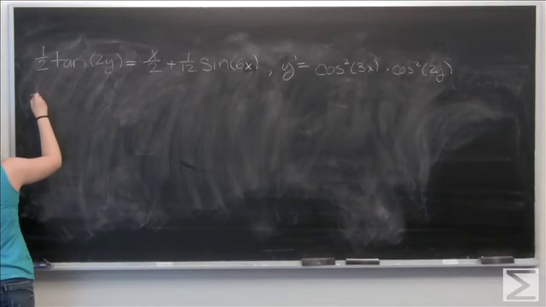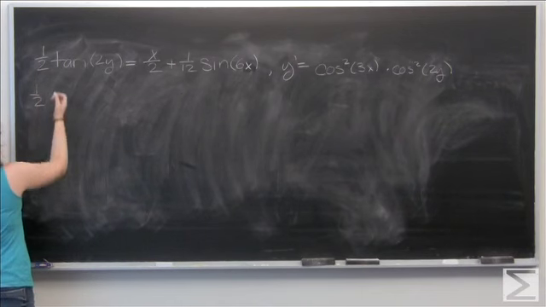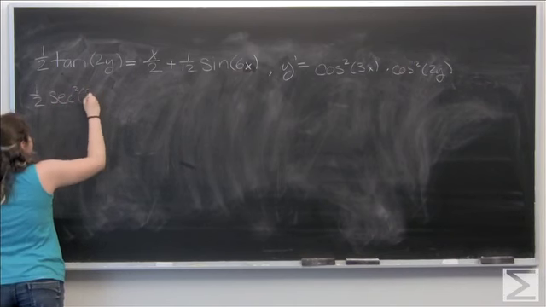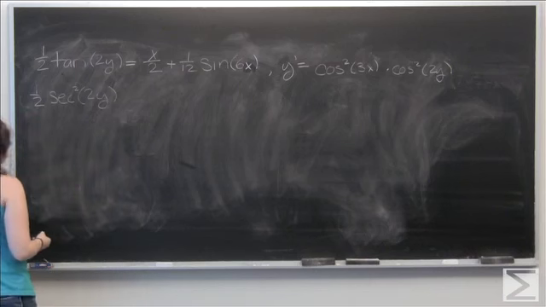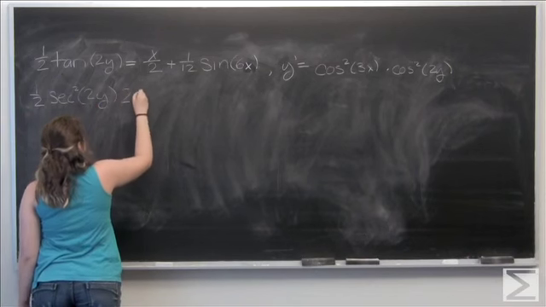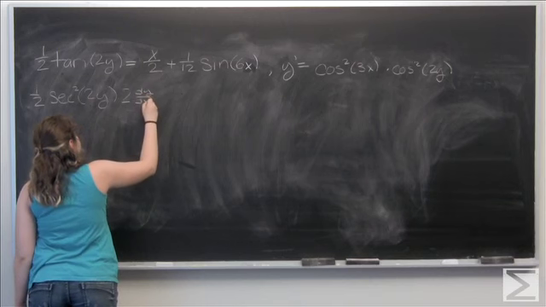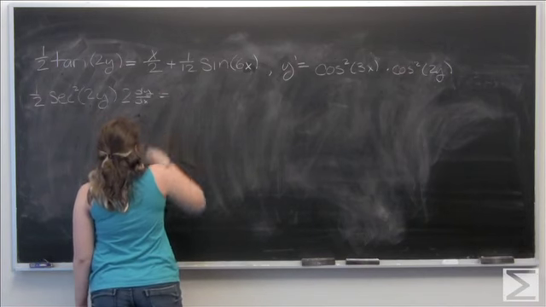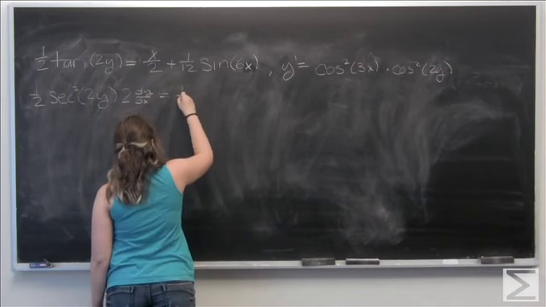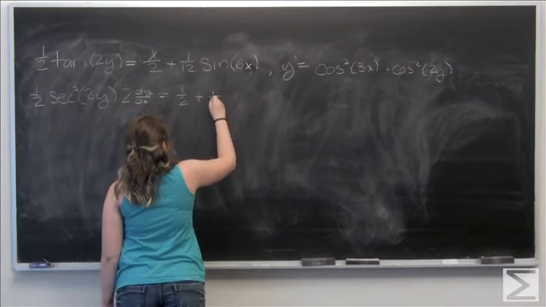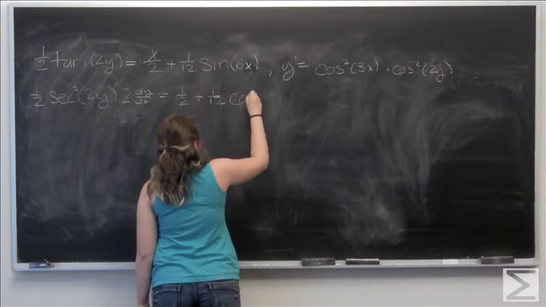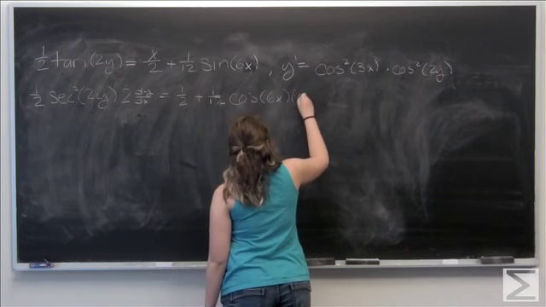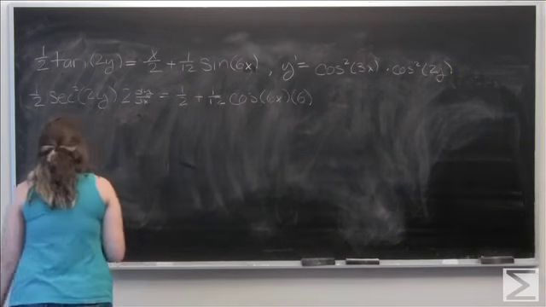So we have 1/2 as a constant, so I'm just going to pull it out there. The derivative of tan(2y) is sec²(2y) times the derivative of 2y, which is 2 dy/dx. Remember, dy/dx is the same as y'. And that's equal to the derivative of x/2, which is 1/2, plus 1/12 cos(6x) times 6.